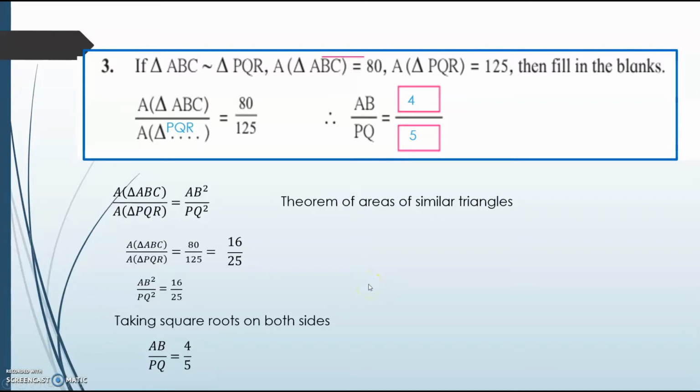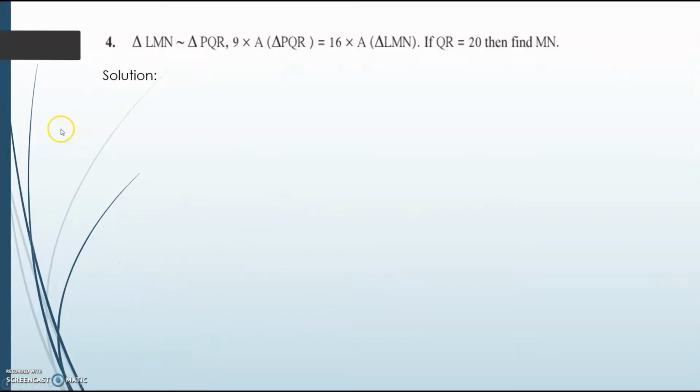Let's move on to number 4. Triangle LMN is similar to triangle PQR. 9 multiplied by area of triangle PQR is equal to 16 multiplied by area of triangle LMN. If QR is 20, find MN. So let's take this down first: 9 multiplied by area of triangle PQR is equal to 16 multiplied by area of triangle LMN.